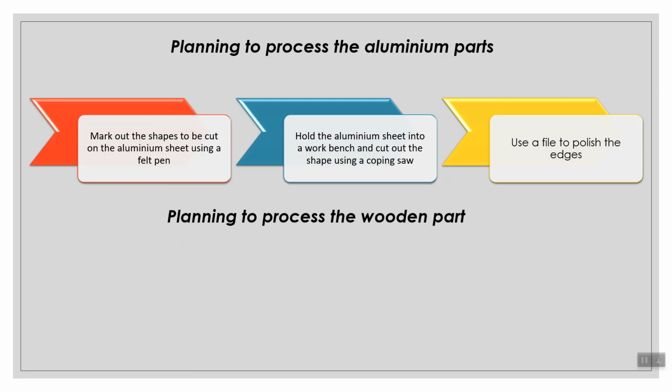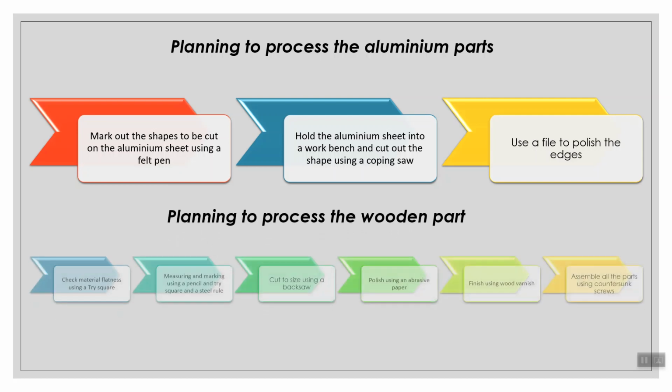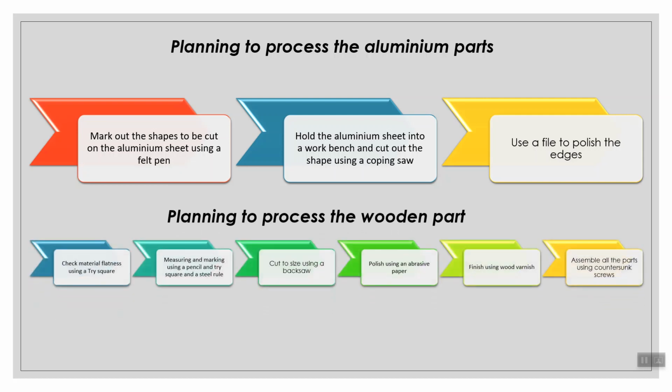Then the wooden part, for example, I can make a plan of how to make the product step by step. So for example, check the material flatness using a tri-square. Then measuring and marking using a pencil, a tri-square and a steel rule.